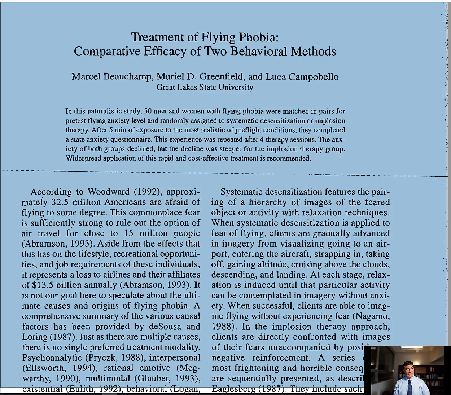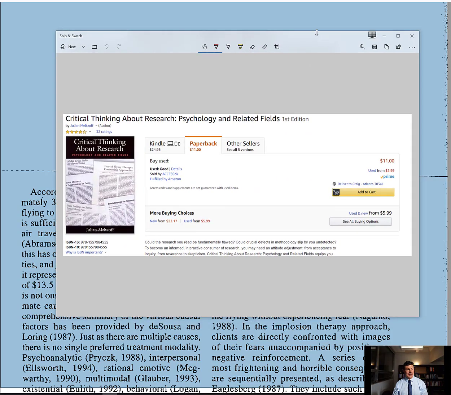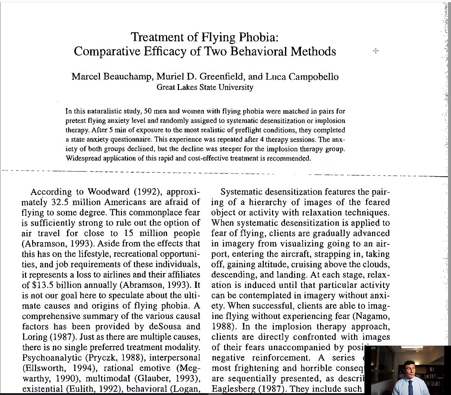So today we're going to be talking about how to critique an article, and we're going to use this article, The Treatment of Flying Phobia. It actually comes from a book called Critical Thinking About Research, and it's a made-up article, and they were looking to create studies that would be interesting for us to read. So there's some things in this article that wouldn't be happening in real research, and we'll kind of get into the details of that as we go through this.